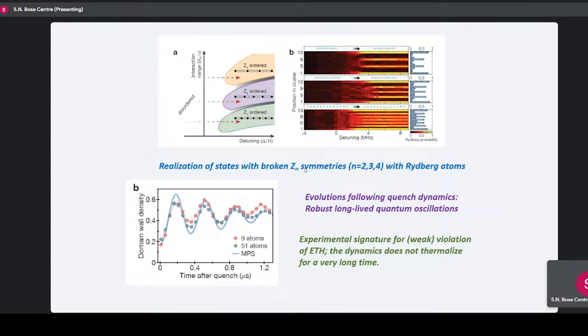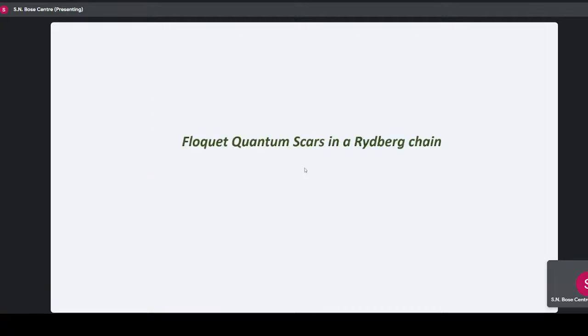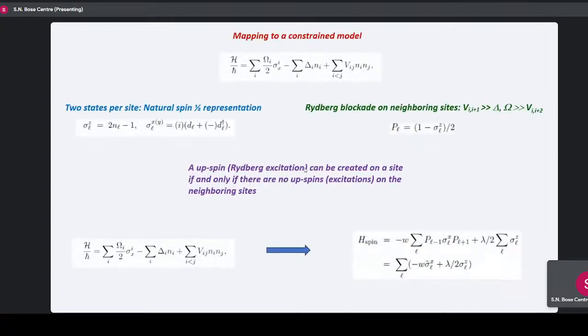And this, of course, resulted in some theoretical questions as to why this is happening, and these were attributed to a special class of eigenstates known as quantum many-body scars, which was done by Abanin and many others subsequently. But what I'm going to talk about today is the fate of these quantum scars, provided you take this system and drive it periodically as a function of time. So we call them Floquet quantum scars because these are systems described by a Floquet Hamiltonian. But before going into this, let me just set up the model.